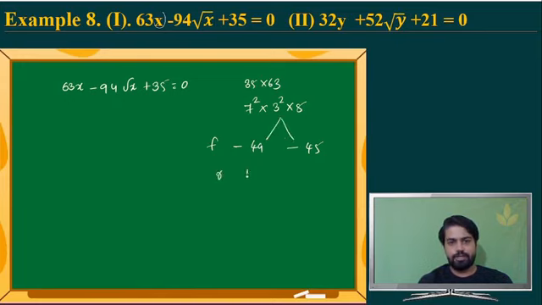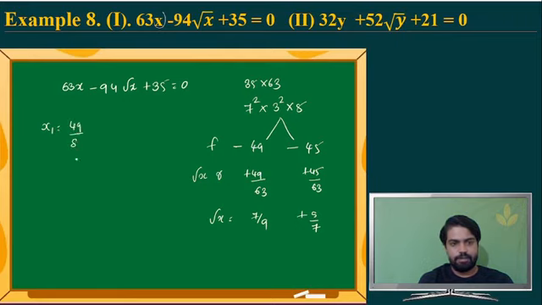What are the roots then? Roots are 49 by 63 and then plus 45 by 63, which is actually root x. To be frank, it is root x. So root x can be plus 7 by 9 and then plus 5 by 7. So what is x then? X1 can be 49 by 81, x2 will be 25 by 49.